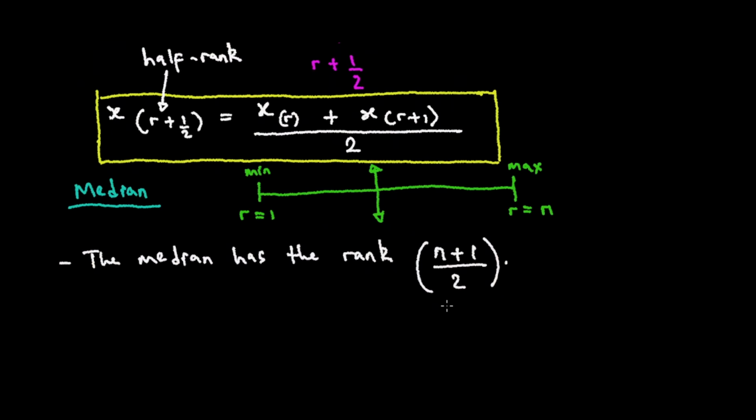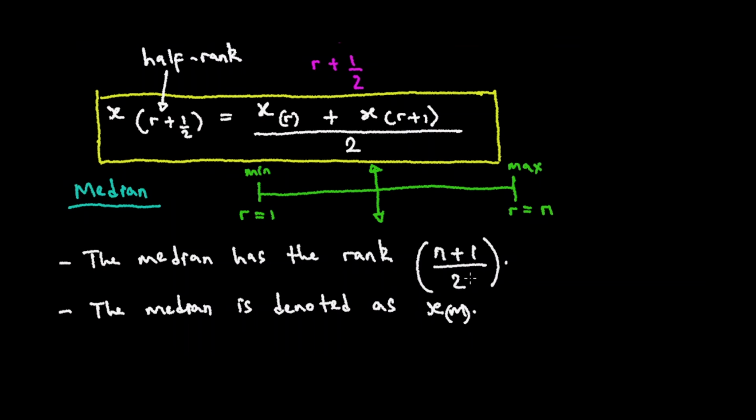So I've shown you how the rank is going to work. We use xm to denote the median. The median is denoted as xm. That is how we denote the median.